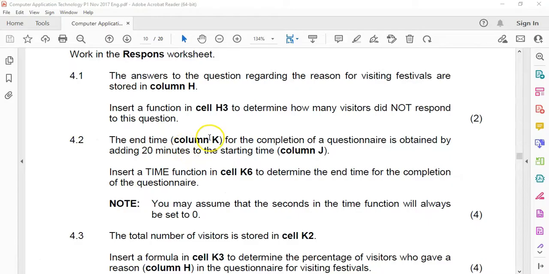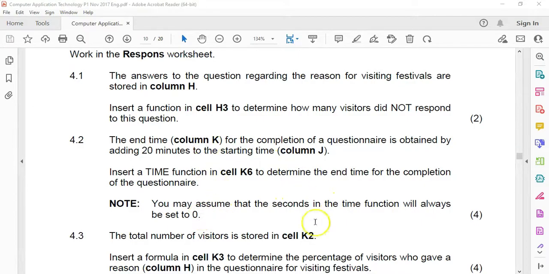4.2: the end time in column K, the completion of the questionnaire, is obtained by adding 20 minutes to the column J time. So we're going to add 20 minutes onto column J to get the end time in column K. Insert a time function in K6 to determine the end time of the completion of the questionnaire. We can assume the seconds in the time function will always be zero.